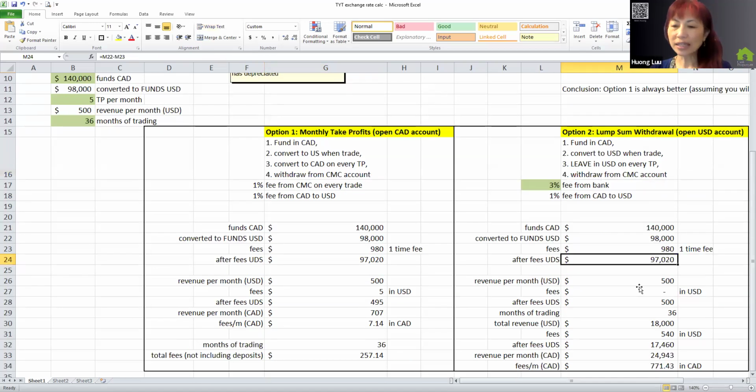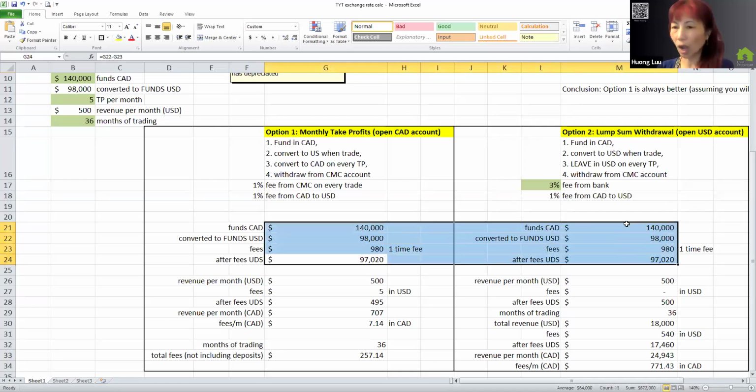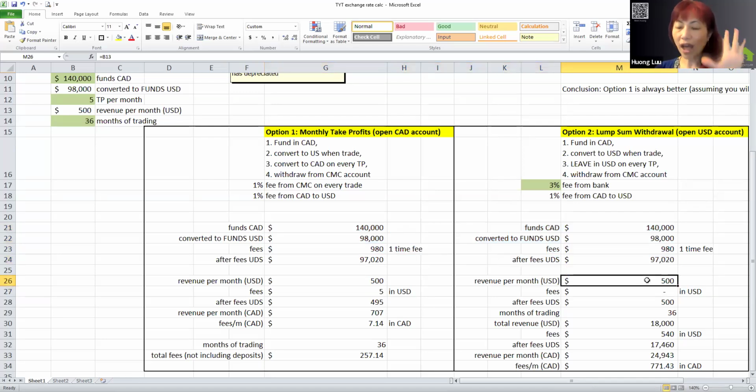Okay, so in this scenario, we're going to fund it with the 140. We're going to convert it to the US, pay the one-time conversion fee. So we also have $97,020 at the end in our platform. So this doesn't change between option one and option two. Everything up until this point is exactly the same. Okay, so now we're going to have five take profits potentially, and so our revenue for that month is 500 US.